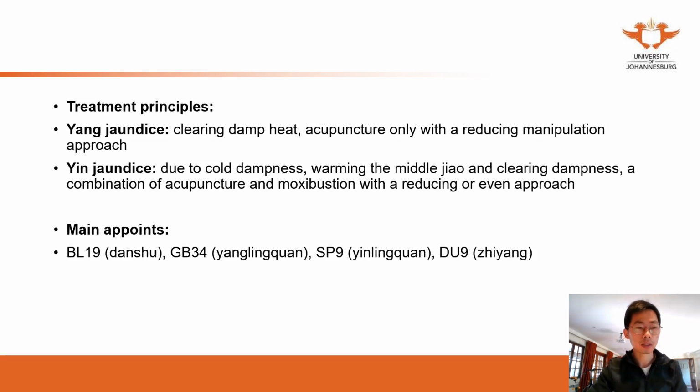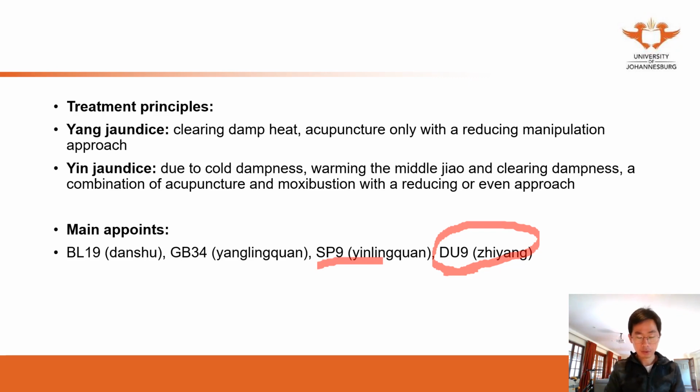The main points: bladder 19, gallbladder 34, spleen 9, DU 9. DU 9 is a point from experience for jaundice specifically. Spleen 9 can tonify the spleen and clear the dampness. So that's why I said that one of the most important treatment principles is to clear dampness. We're going to induce the dampness out through urination.